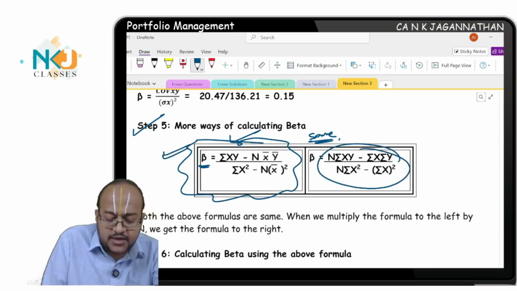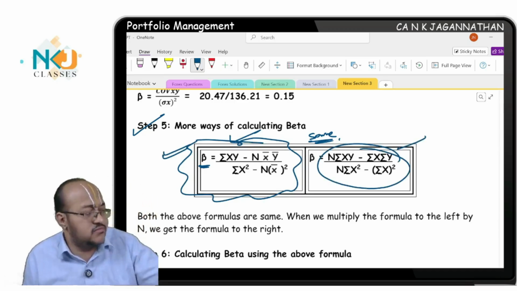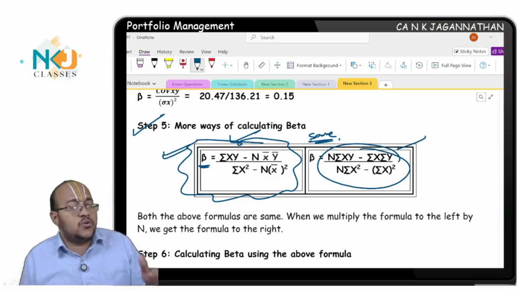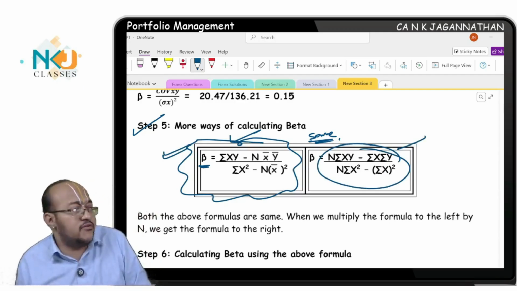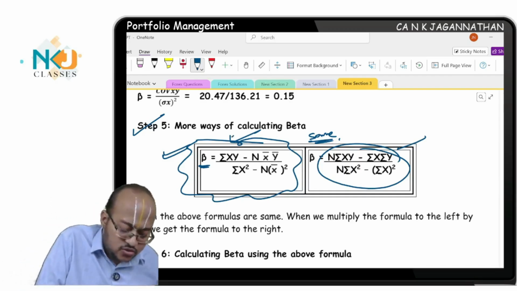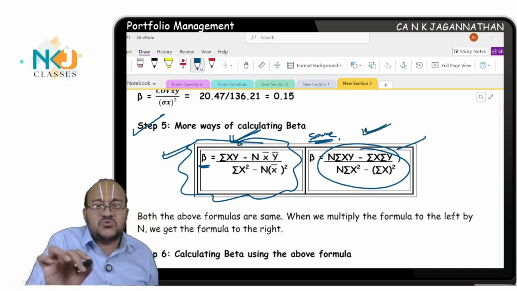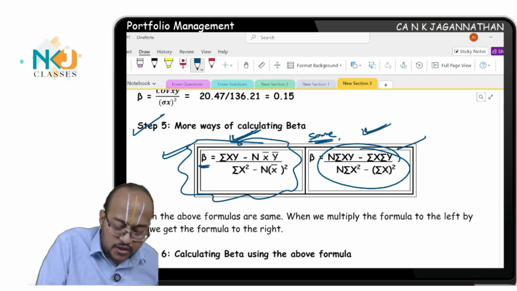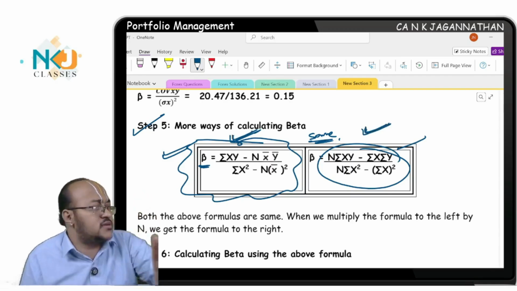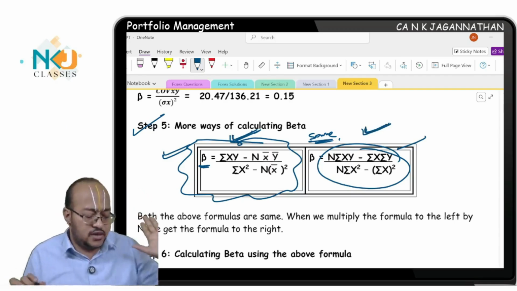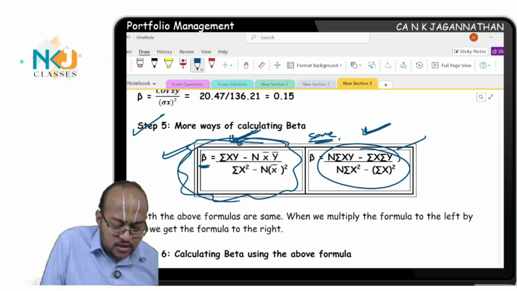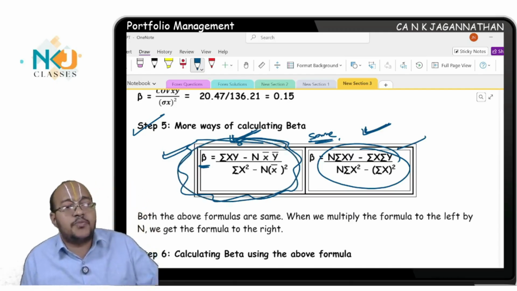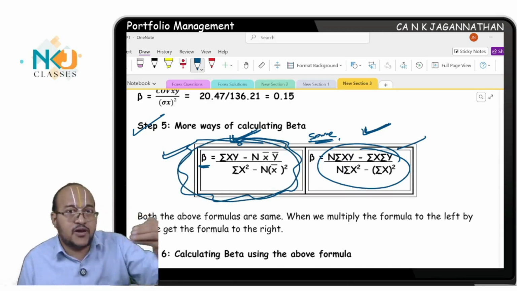If you multiply the numerator and denominator by n, you will get the same value. I don't want to get into the derivation, but believe me, these two formulas, which we regularly discuss in the batch, are one and the same. You remember this one, and you can easily copy the values from the table and solve.